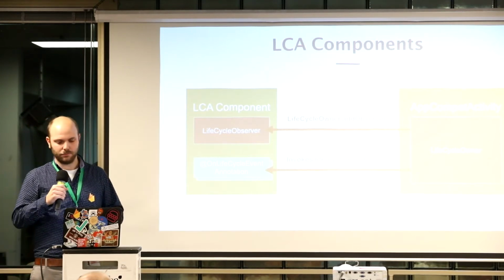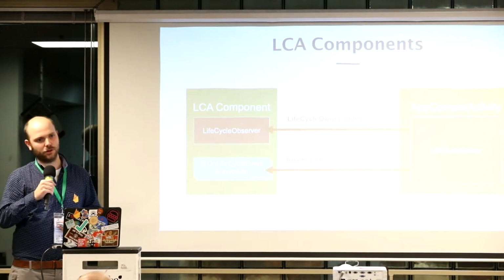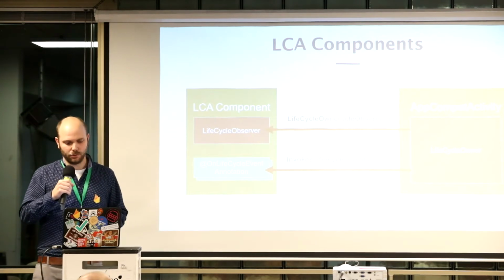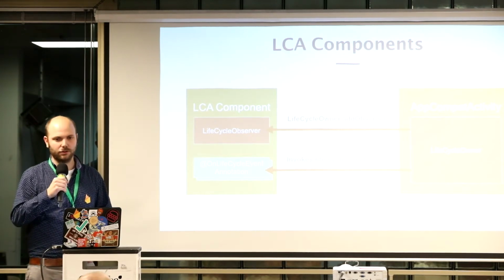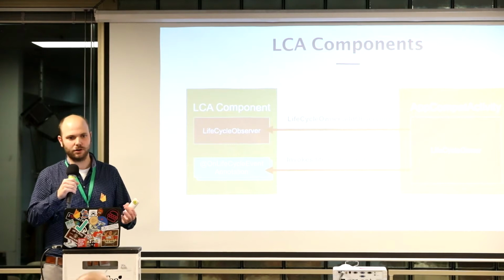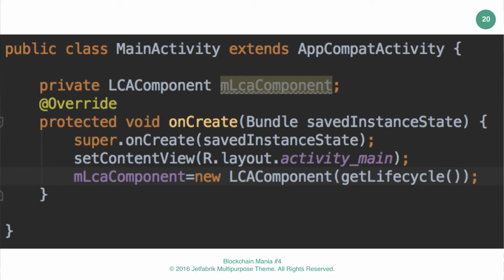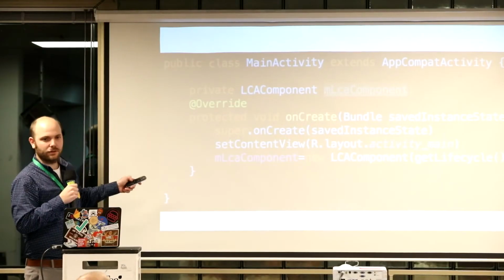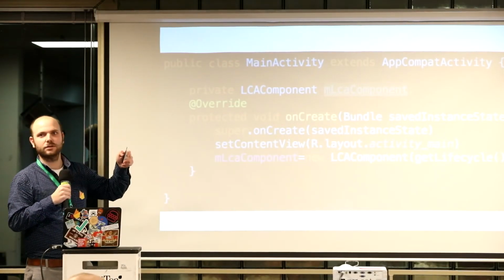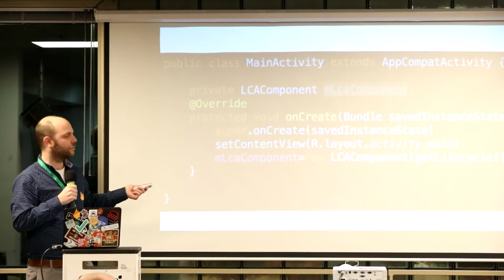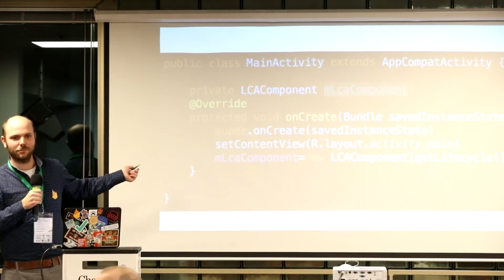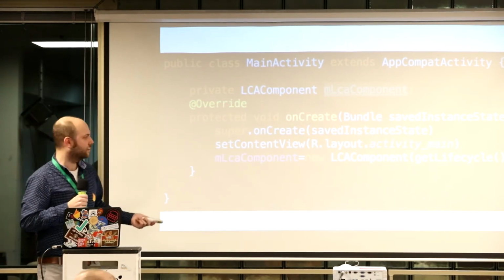And every time one of the activity lifecycle callbacks is fired, we will use the OnLifecycleEvent annotation in order to trigger our respective code. It's pretty simple. This would be one example of that. So here we have the activity, and we have our LCA component. Can you see it properly? Maybe we can dim the lights. I'm not sure it's going to work. But you can see it in the back. It's fine? Yeah? Okay, great.